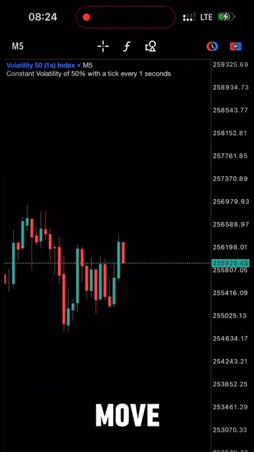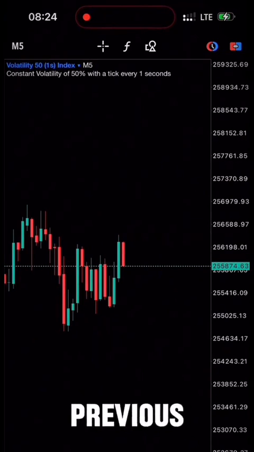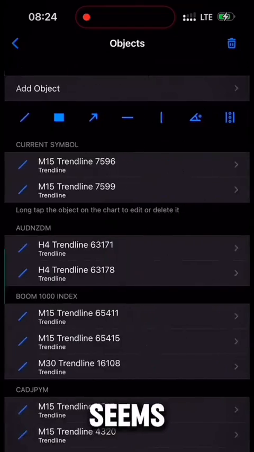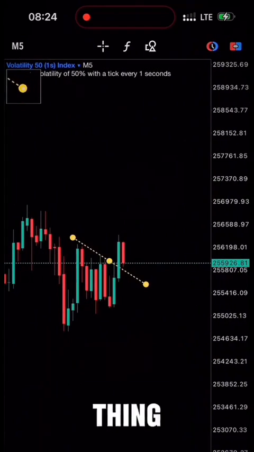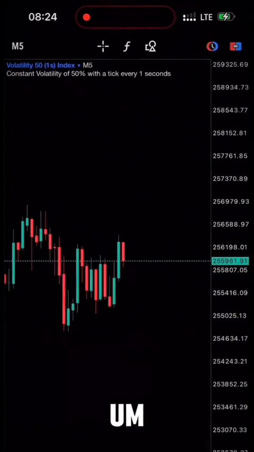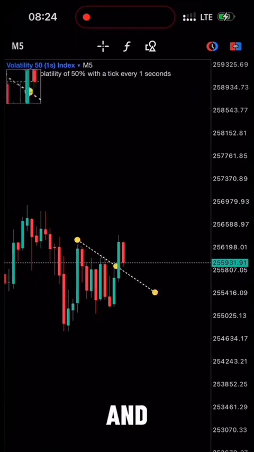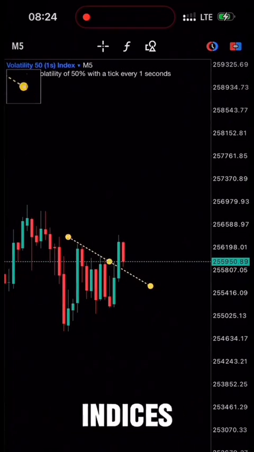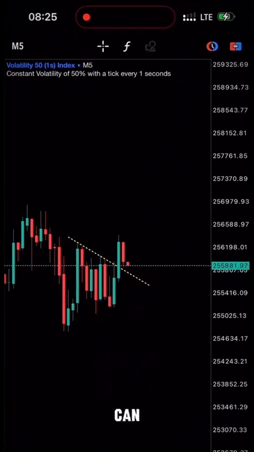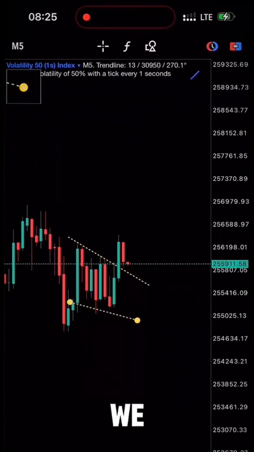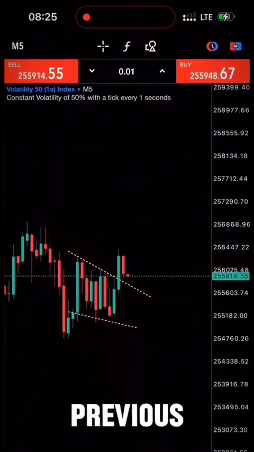So we quickly move on to another trade as we close the previous one in profit, and then it seems as if we are trading the same thing over and over, but just different setups and volatility indices. So when you draw a trend line, you can notice that this was the same trade which we got last time on the previous trade.